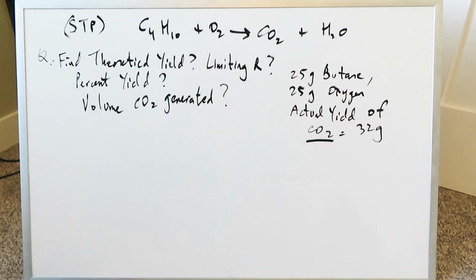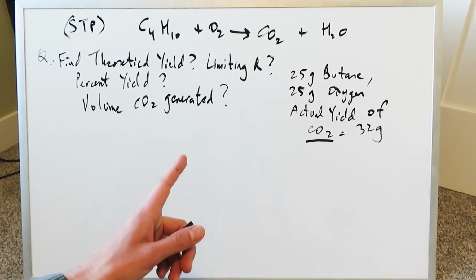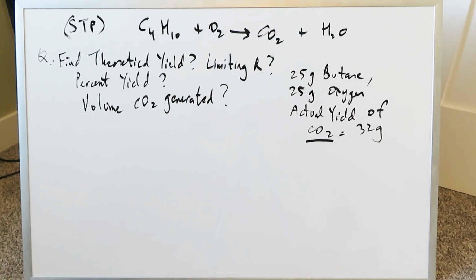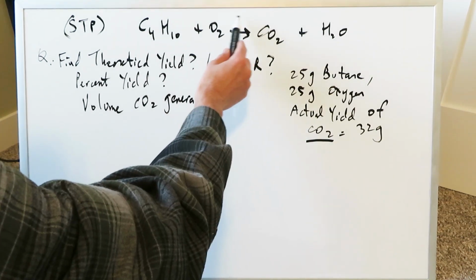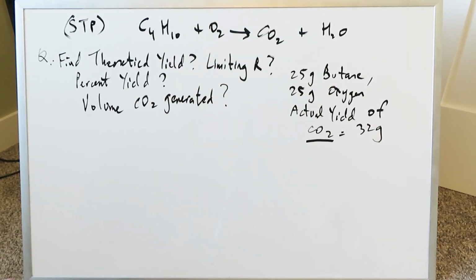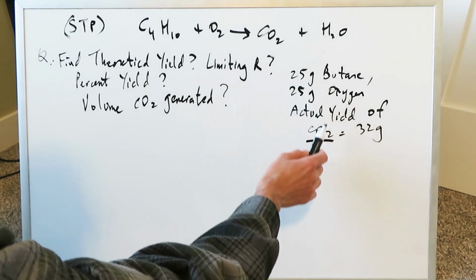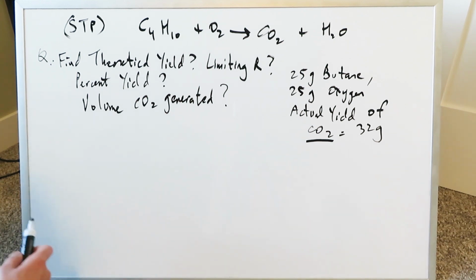Consider the reaction to be going in only one direction, because as the reaction proceeds, the carbon dioxide is being funneled away, so there's no expectation that the reaction will go in reverse, since the product is being removed from the system. 25 grams, and actual yield 32 grams carbon dioxide.